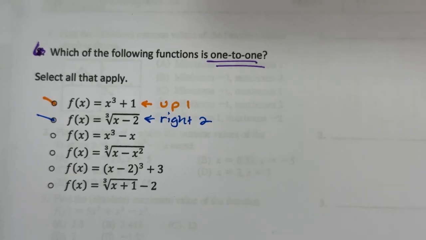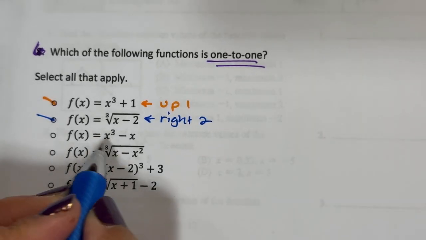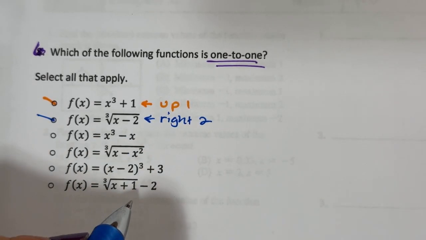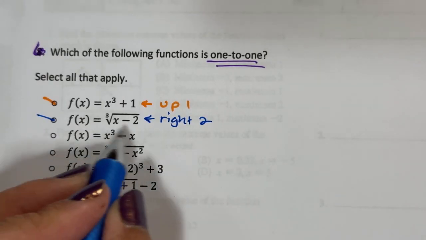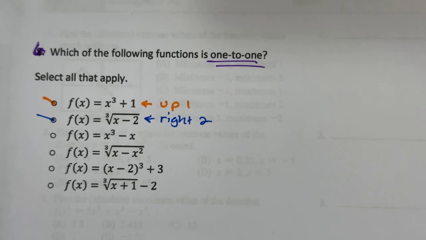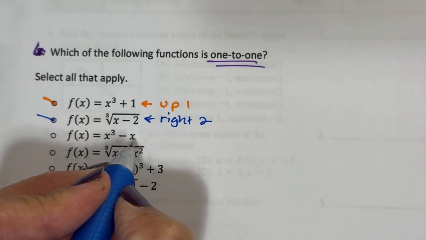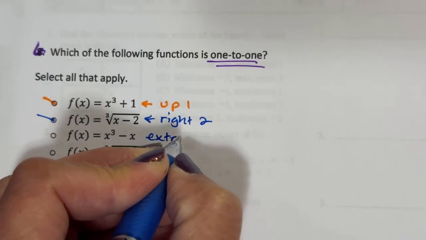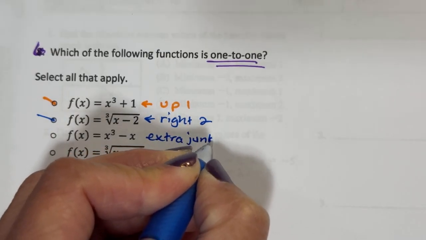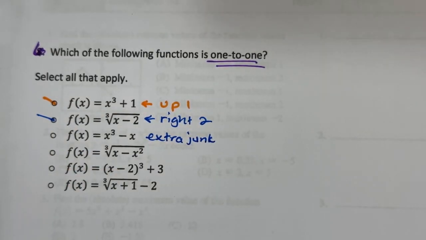X cubed minus x. Now that one, because it's got an x and not just a number, and it doesn't have parentheses like this one does and a number added, I don't know, that's not in standard form. That extra x is going to make an extra hump. So this has got extra junk. It's not going to pass the horizontal line test. It'll pass the vertical, but it's not going to pass the horizontal.